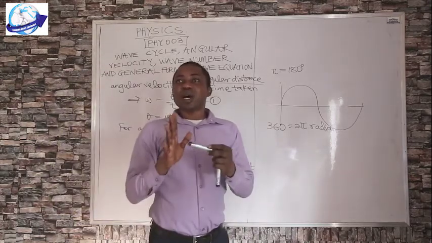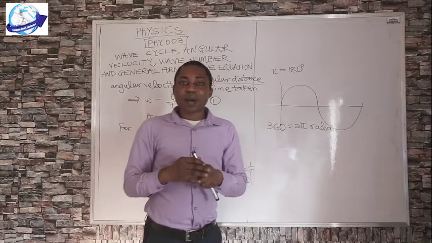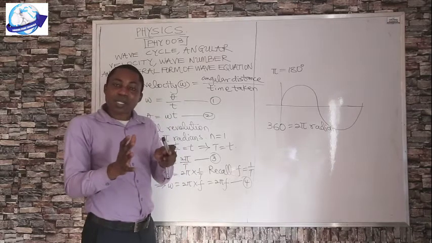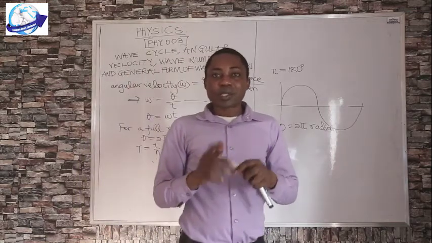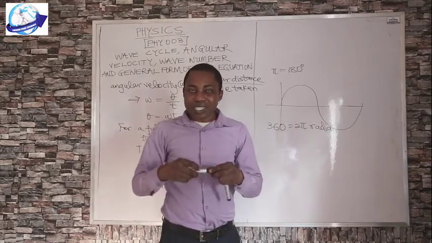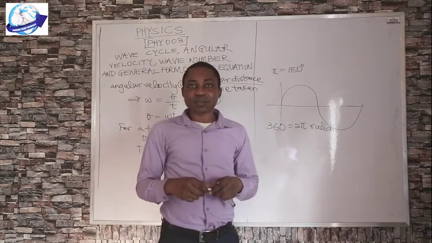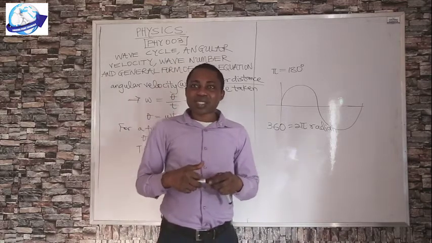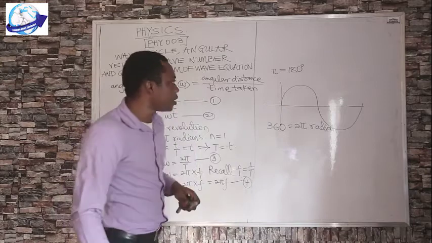Then we also have in mind another aspect, which is the wave number. We will know that there are other terms that are connected to the wave equation. What is wave number? We use the capital K to represent wave number. Wave number is the ratio of the angular distance, theta, traversed by the wave to the corresponding linear distance, x. I repeat, it is the ratio of the angular distance, theta, traversed by the wave to the corresponding linear distance, x. Mathematically, we have it this way.